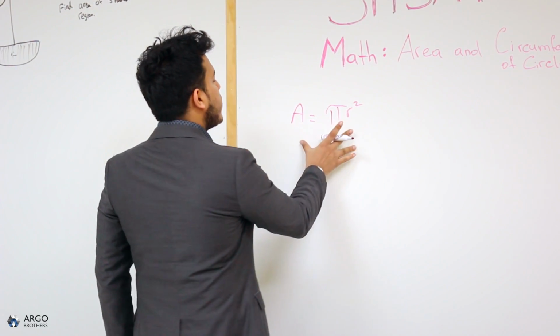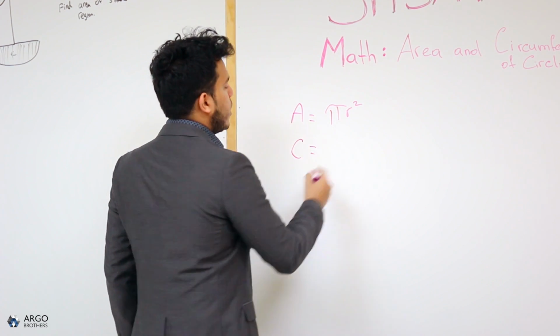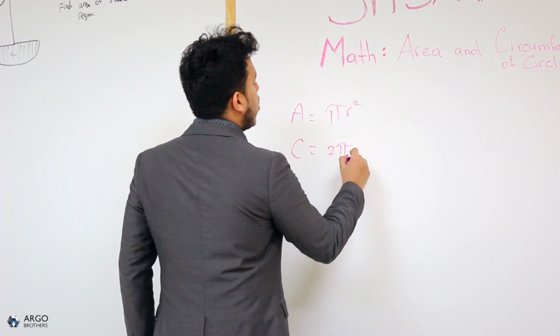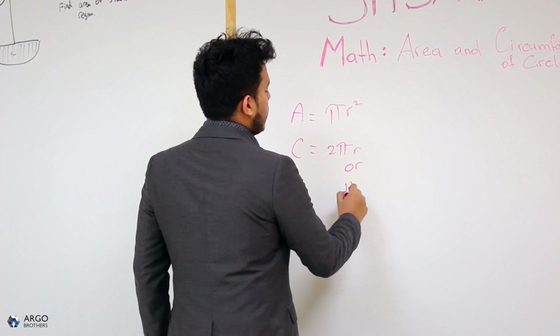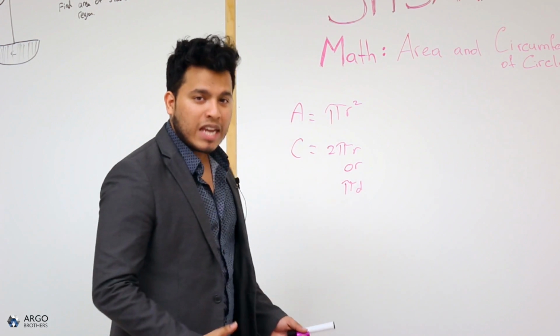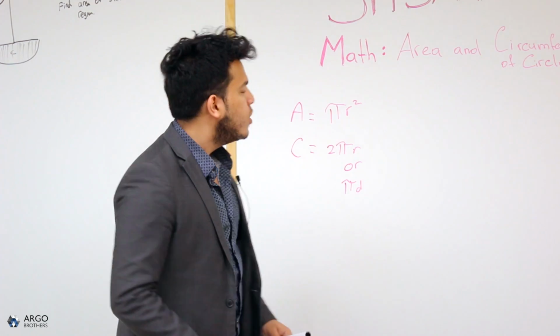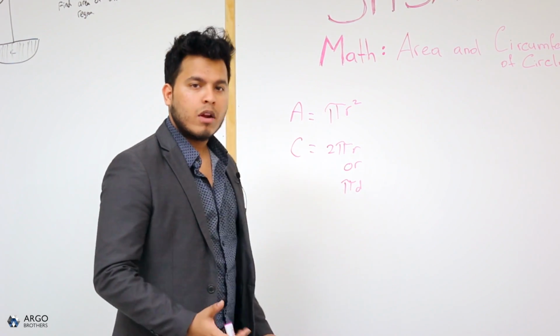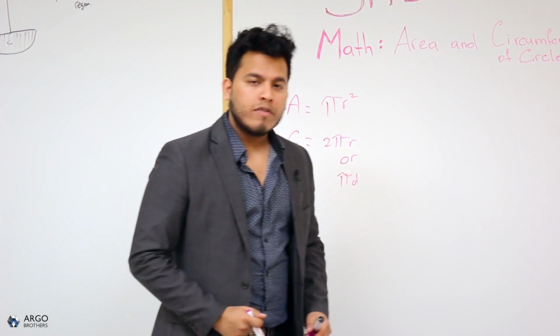So the formula for the area of a circle is pi r squared, and then for the circumference, the formula is 2 pi r, or you might see another way, which is just pi times d, where d stands for the diameter. The radius times 2 is the diameter, so it's the same thing: pi d for circumference, and pi r squared for the area of a circle.